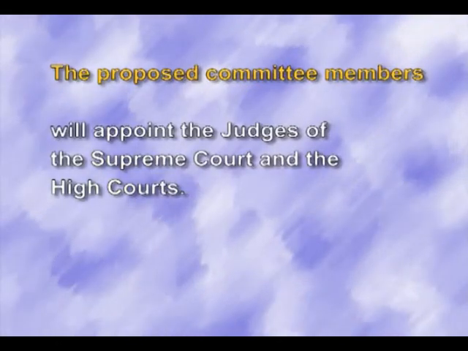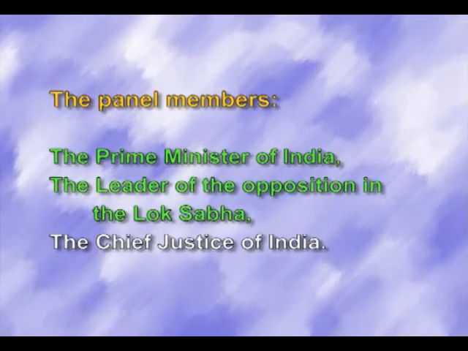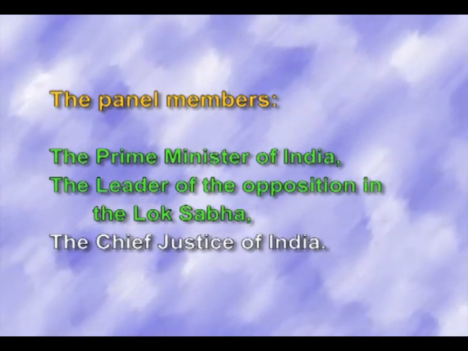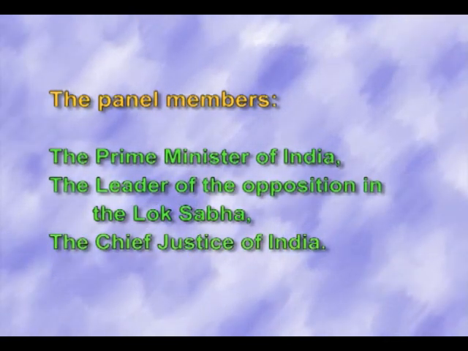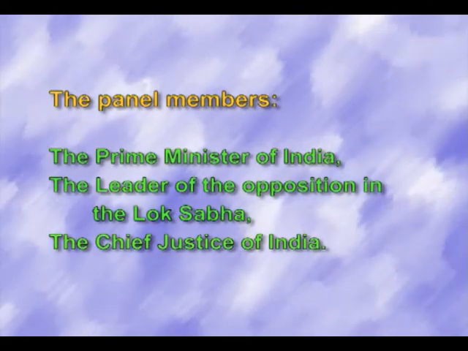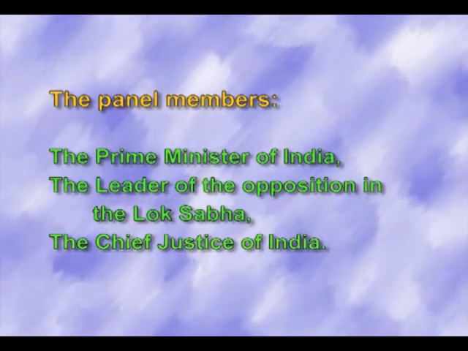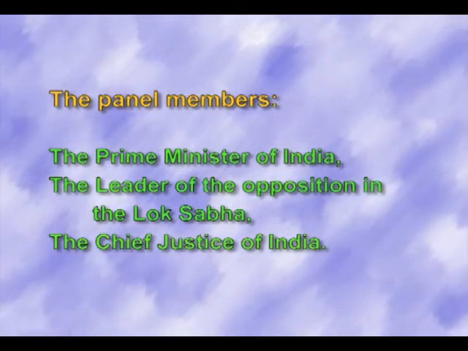Now the question is, the other 2 members, the eminent members, how will they be selected. Here also a separate panel has been proposed. A separate panel consisting of the Prime Minister of India, the leader of the opposition in the Lok Sabha, and the Chief Justice of India will decide who will be the other 2 eminent persons to be the members of the Judicial Appointment Commission. So that's all about the proposed commission.